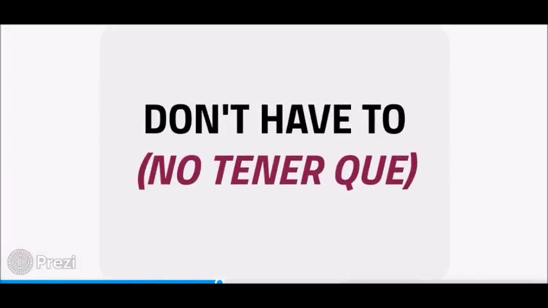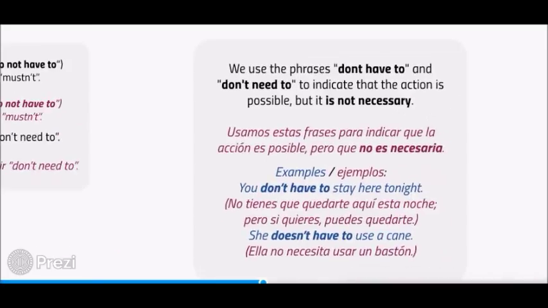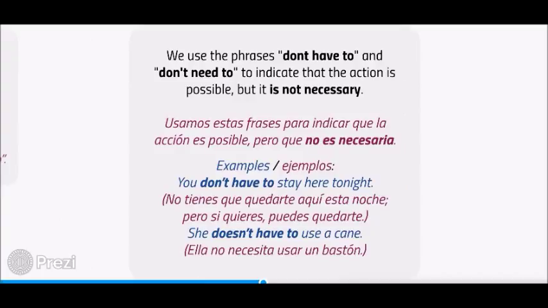Don't have to. Don't have to, or do not have to, is not similar to mustn't. We can also say don't need to. We use the phrases don't have to and don't need to to indicate that the action is possible, but it is not necessary. Examples: you don't have to stay here tonight. She doesn't have to use a cane.